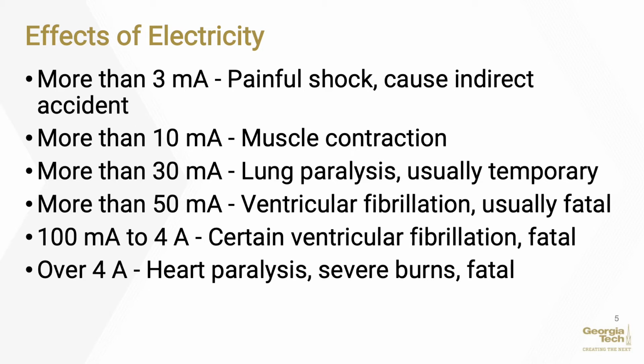More than 3 milliamps can cause a painful shock, which can then cause an indirect accident such as a fall. More than 10 milliamps causes muscle contraction. More than 30 milliamps causes lung paralysis, which is usually temporary. More than 50 milliamps causes extreme pain, respiratory arrest, and severe muscular contractions. Death is possible. 100 milliamps to 4 amps, and the rhythmic pumping action of the heart ceases. Muscular contraction and nerve damage occur, and death is likely. Over 4 amps causes cardiac arrest, severe burns, and probable death.